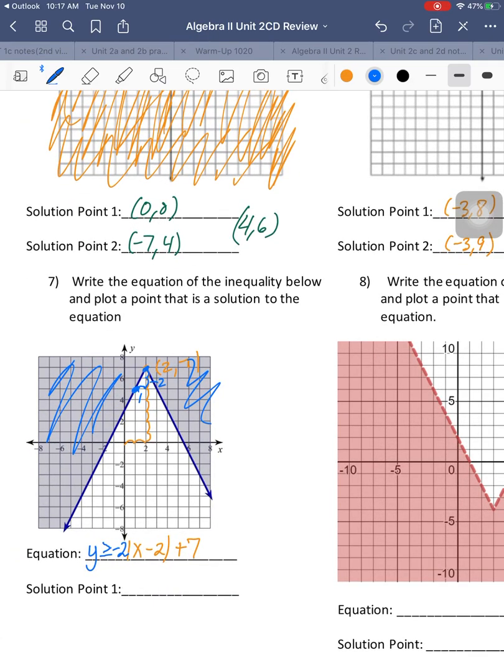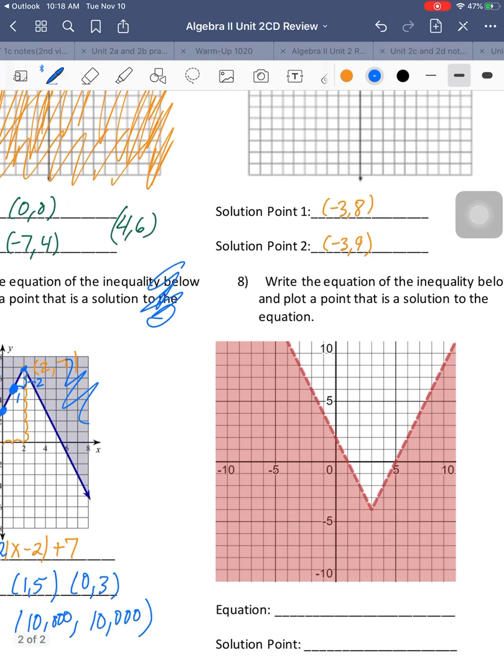Solutions anywhere on the actual line or in the shaded area. So 1, 5, that's a solution. That's the actual point right here. It could be 0, 3. Or it could be 10,000 to the right and 10,000 up. That would work because that's way up somewhere, way off, but it's shaded above, so that would work.